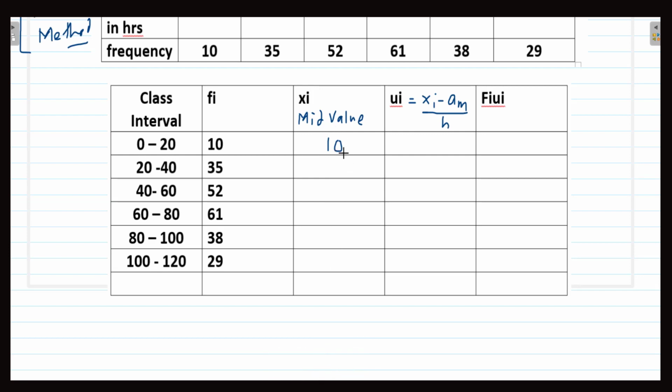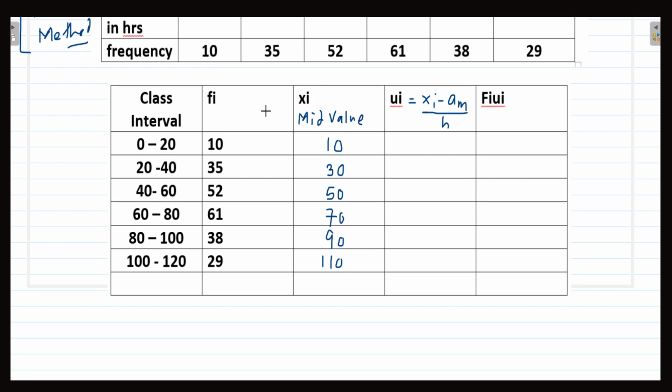So here the 10 is the first mid value you have got. You have calculated from here. Now just add 20 as the common difference. So 10 plus 20, that will be 30. 30 plus 20, that will be 50. 50 plus 20, that will be 70. 70 plus 20, that will be 90. And 90 plus 20, that will be 110. Now friends, here you have got the mid value.